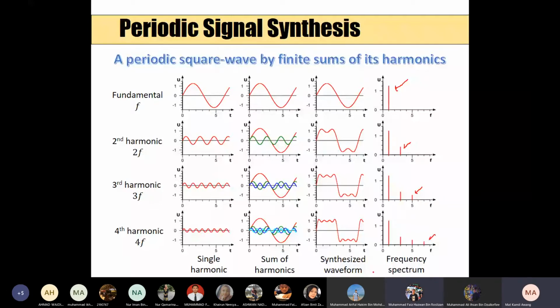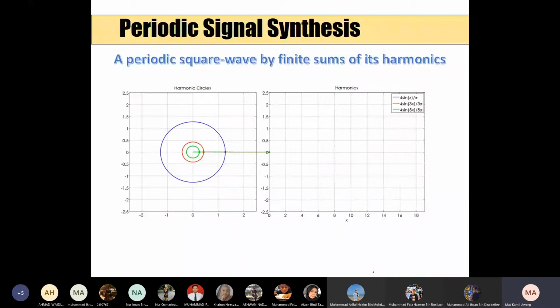Any questions? So that is the idea proposed by Mr. Fourier. From this, we come up with the Fourier series. So this actually we can show by using a graphical example.